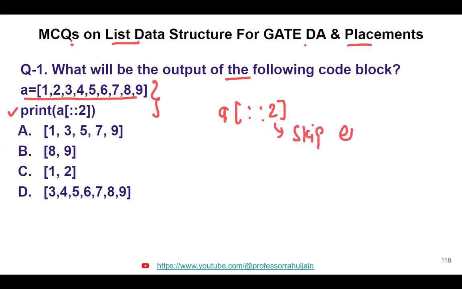we need to skip every second number, starting from the 0th index onwards. So 1 will be printed, thereafter 2 will be skipped, 3 will be printed, 4 will be skipped, 5 will be printed, 6 will be skipped, 7 will be printed, and 8 will be skipped. So the answer would be option A, 1, 3, 5, 7, 9, as you can see here, right?